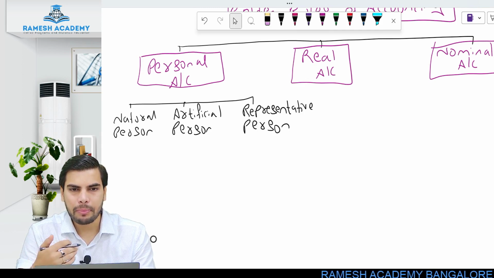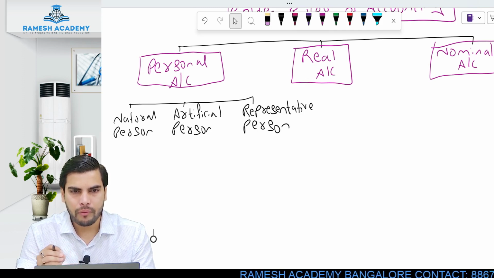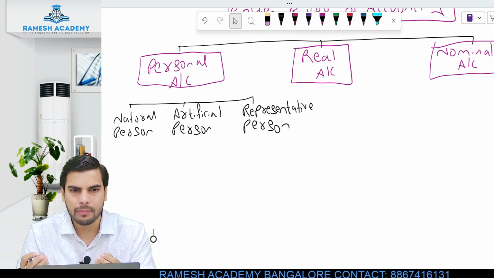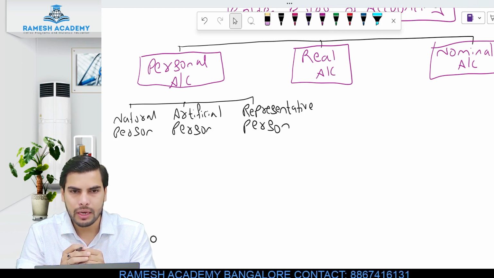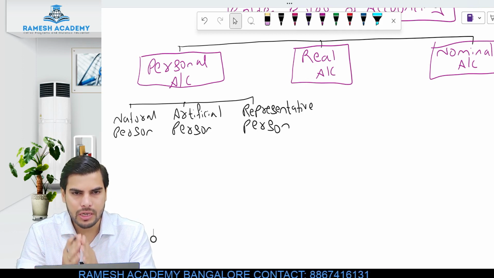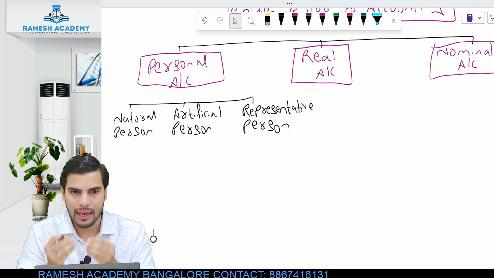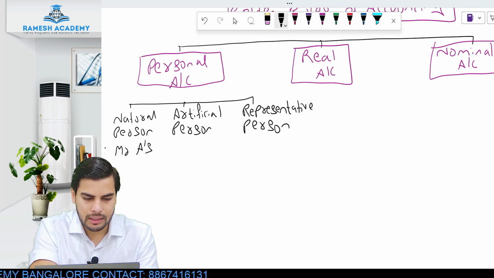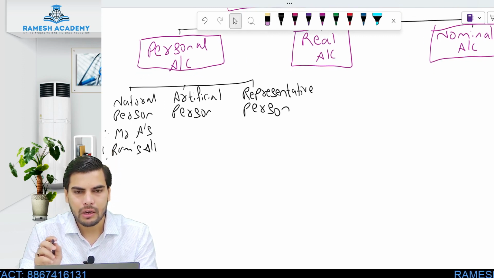Natural person is nothing but people like you and me who have got life. Clear? So who are natural persons? People who have got life basically. So Ramesh's account, Suresh's account, Mahesh's account, anybody for that matter who has got life will be considered as a natural person. In simple terms, any person who has got life will be treated as a natural person. So example for this would be Mr. A's account, Ram's account, anybody for that matter who has got life.